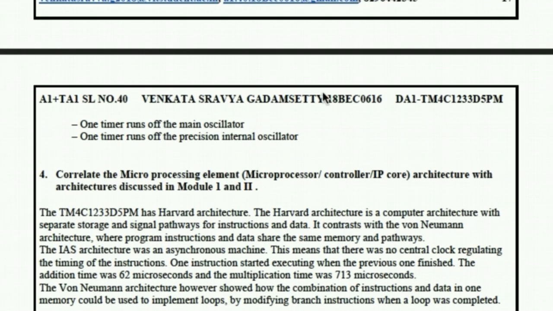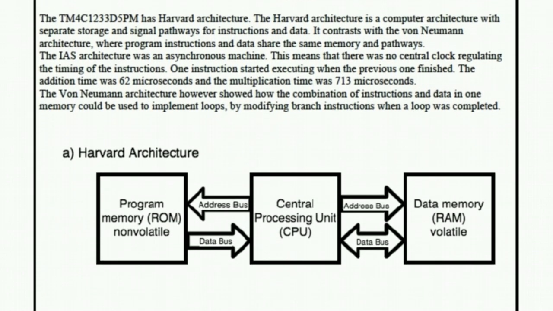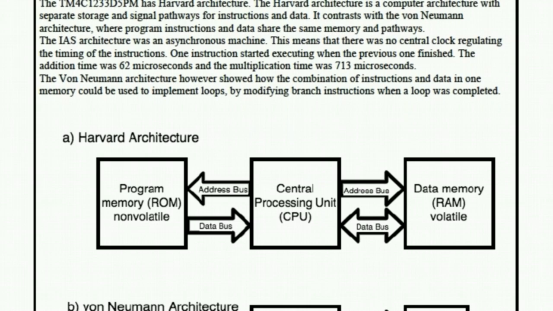And so since we have 2 timers, one runs off the main oscillator and one timer runs off the precision internal oscillator. Then we will be seeing how this microprocessing element correlates to the architecture we learned before. As you can see, we have the Harvard architecture here and the von Neumann architecture here. The microcontroller I chose has Harvard architecture because the Harvard architecture is a computer architecture with separate storage and single pathways for instruction and data. So as you can see, you have a single path here and here.